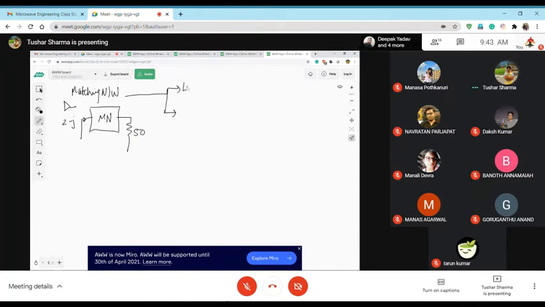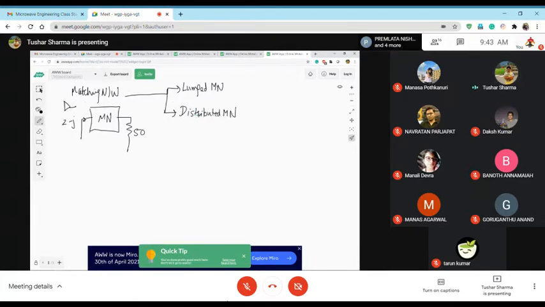One is lumped matching networks. Another is distributed matching networks. In lumped matching networks, you have L and C. In distributed, you have a transmission line, and you can use that transmission line either in series or in shunt. Shunt means parallel. Similarly, L can be in series, L can be in shunt, C can be in series, and C can be in shunt.